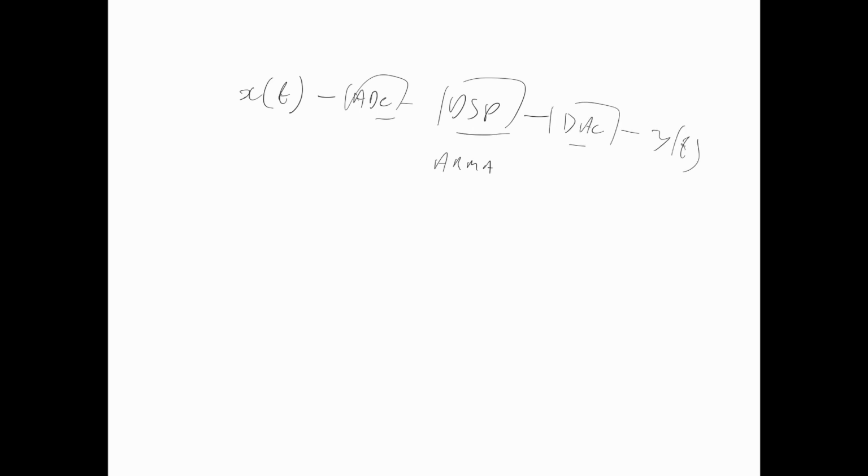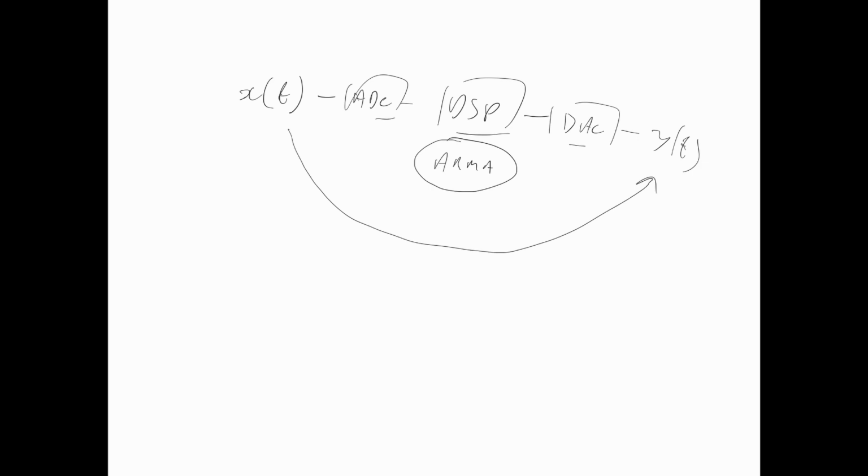To remind ourselves where we are, we have in the real world a continuous time input signal x of t that goes through an analog-to-digital converter. It gets fed into our DSP block, which we now know can implement an ARMA filter, among other things, and the output then goes to a digital-to-analog converter before being sent to the outside world as a continuous time signal. And we want to understand what is the effect of choosing our DSP block to be, for example, an ARMA filter on the overall signal path from x of t to y of t.